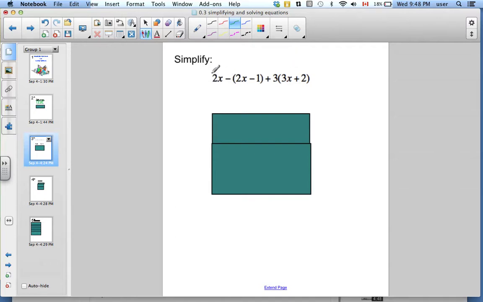So we look here. We ignore this 2x right now. The 2x stays out in front. This negative, like I said, the positive or negative has to travel with your term. You're going to say, well, there's not a term here. Well, there is a 1. So remember, if there's nothing there and there's just a positive or negative sign, it is a 1.